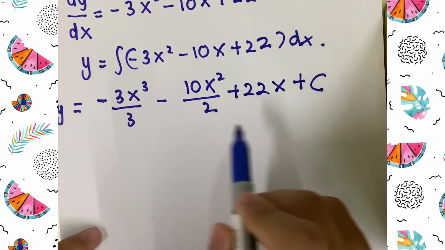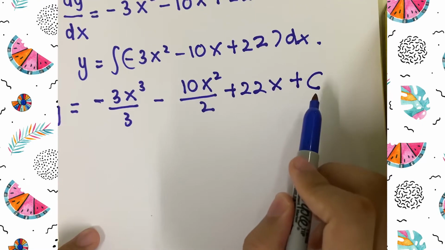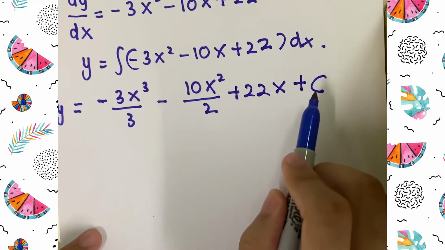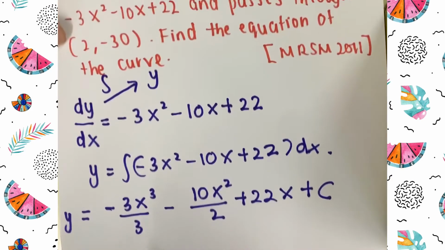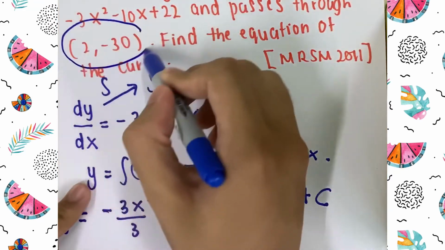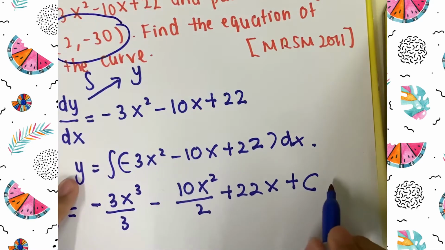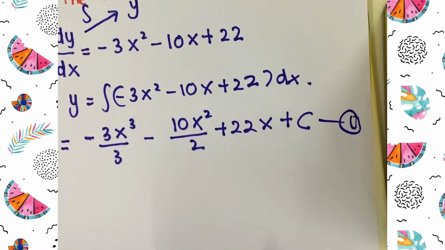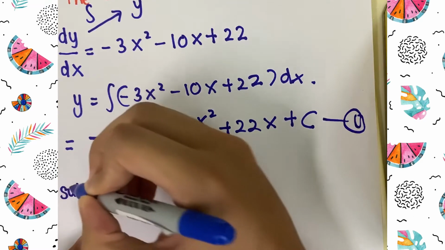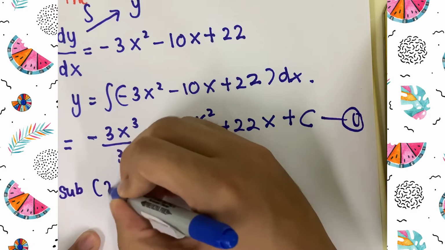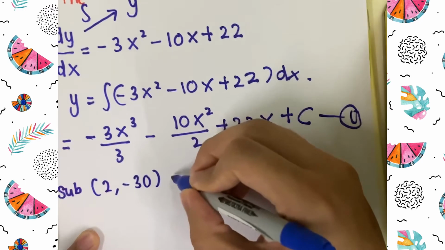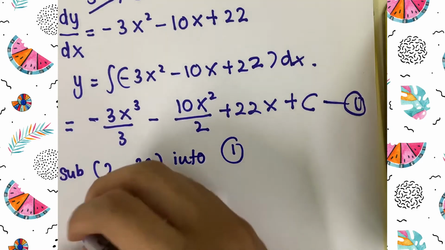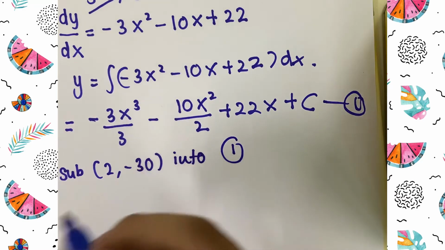So we are almost done, but I don't want this c. So how can I remove my c? You have to substitute this coordinate into this equation, which I'm going to be naming 1. So substitute 2, negative 30 into 1, and you will get negative 30 as your y.